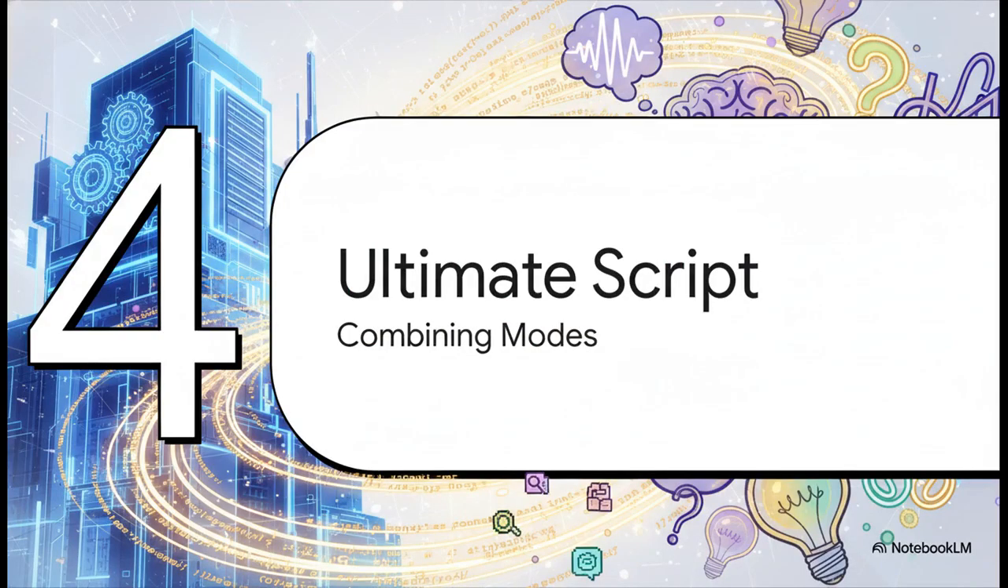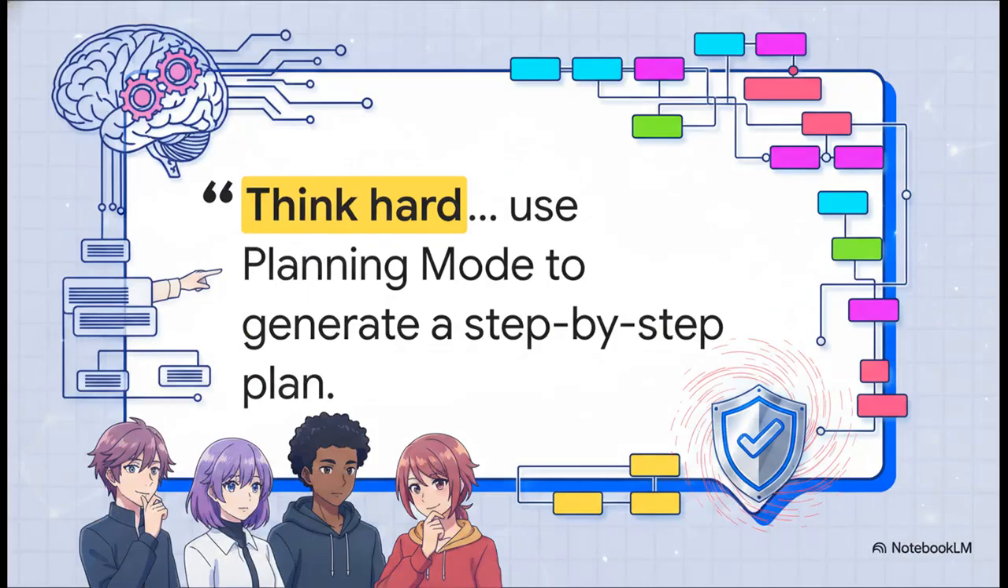Section 4, the ultimate developer script. This script right here, it's basically a developer cheat code to ensure perfect execution. You start by saying, "Think hard about implementing this feature. First, provide a deep reasoning process," which forces the AI to deploy the philosopher for the complex logic.